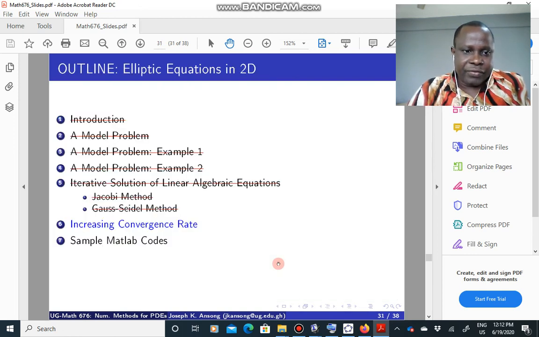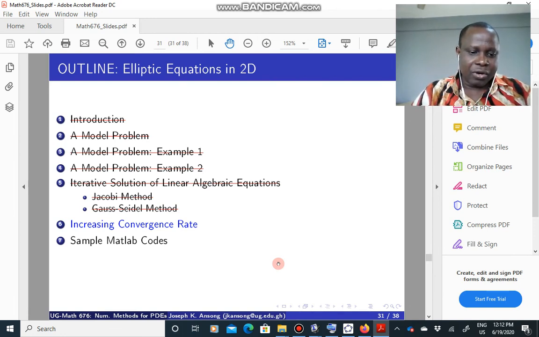So in the next video, we want to look at how you increase the convergence rate, right? So that's even faster than the Gauss-Seidel. So there are schemes for doing that. So I'll talk about that in my next video. Okay.